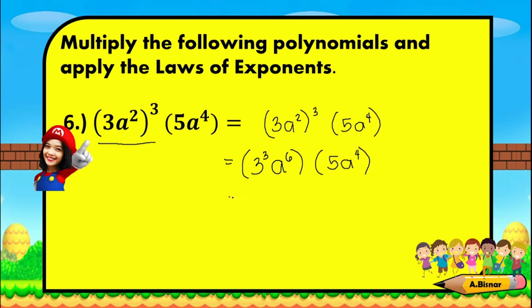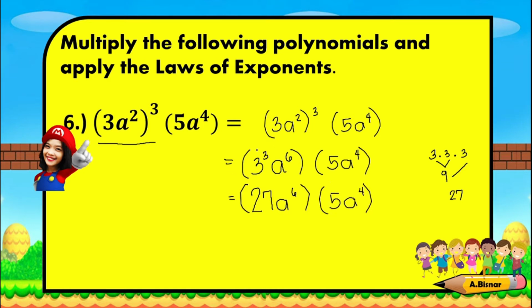3 cubed means 3 times 3 times 3. 3 times 3 is 9. Times 3, you have here 27. Which means 3 cubed is equivalent to 27. And then let's copy a to the 6th. And then 5a to the 4th.